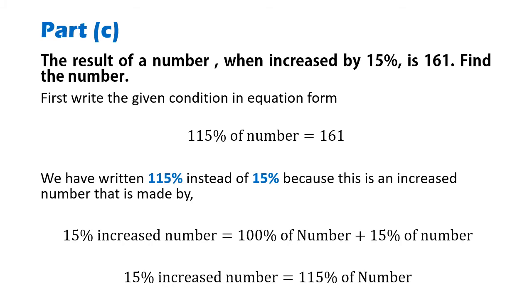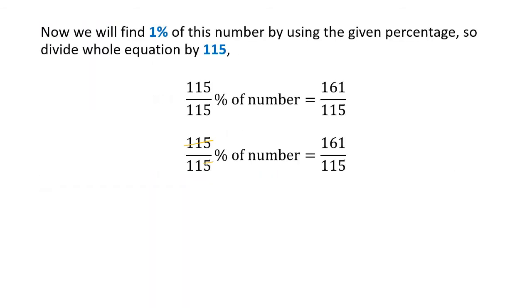Part C, the result of a number, when increased by 15%, is 161. Find the number. First write the given condition in equation form, that is, 115% of number equals 161. We have written 115% instead of 15% because this is an increased number that is made by adding 15% of the number to 100% of the number. Now we will find 1% of this number by using the calculated percentage, so divide the whole equation by 115. So the 1% of the number is 161 upon 115.